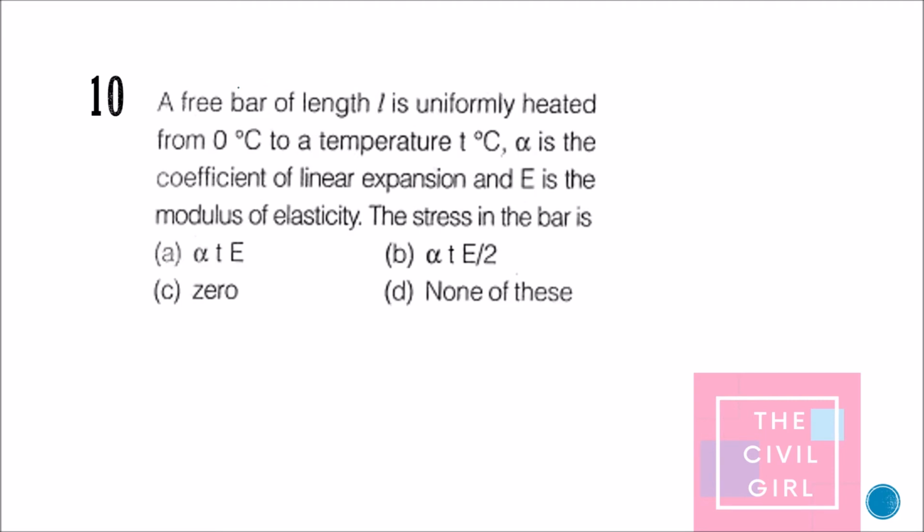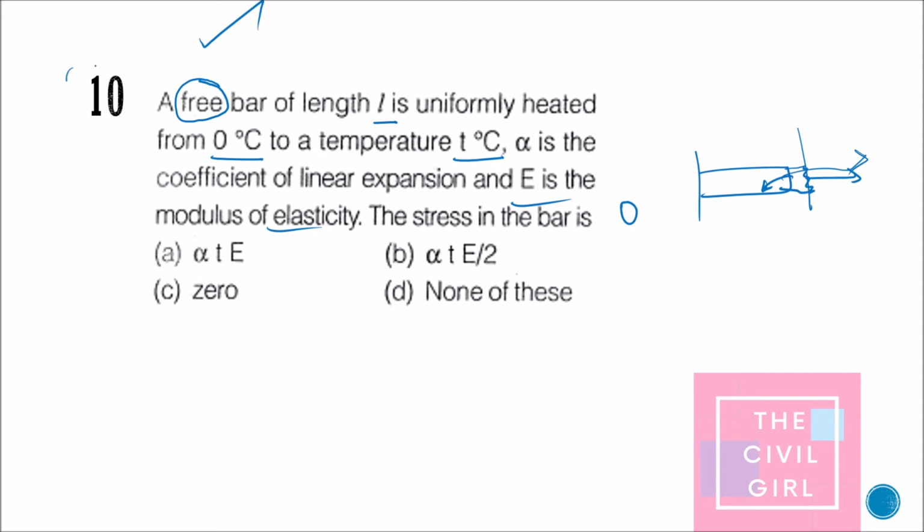Next question, a free bar of length L is uniformly heated from 0 degree to temperature of T degree centigrade. Alpha is the coefficient of linear expansion. E is the modulus of elasticity. The stress in the bar is what? It is simply 0 because it is a free bar. It is free to elongate. Only when there is a restriction, there will be stresses developed in the material. But since it is free to elongate, there will be 0 stresses.